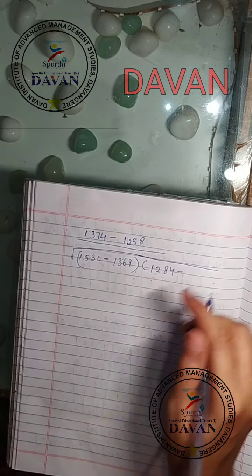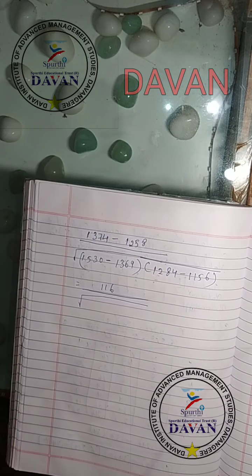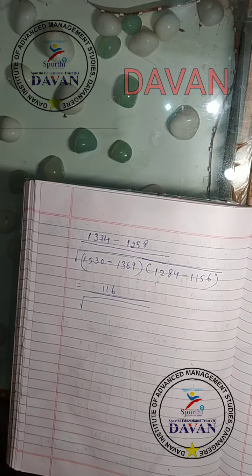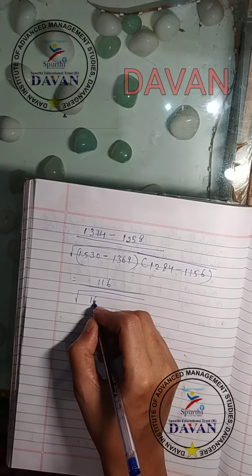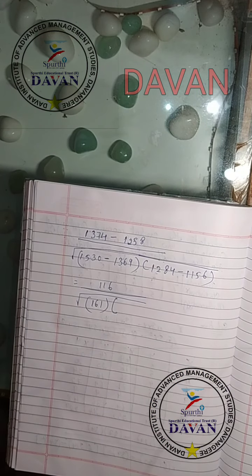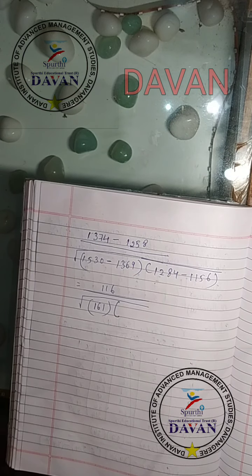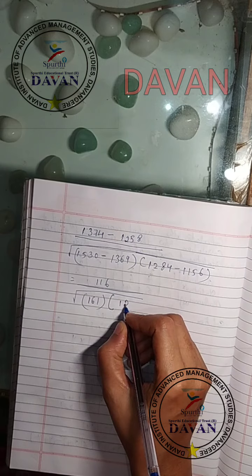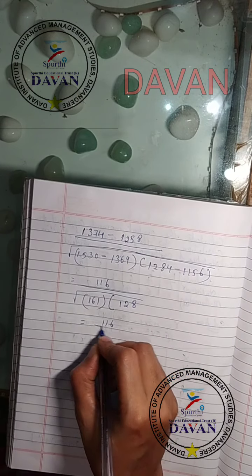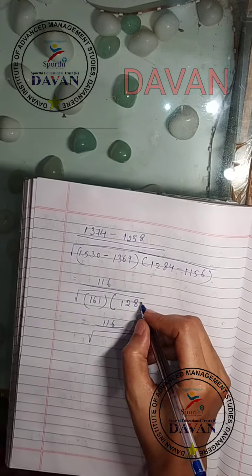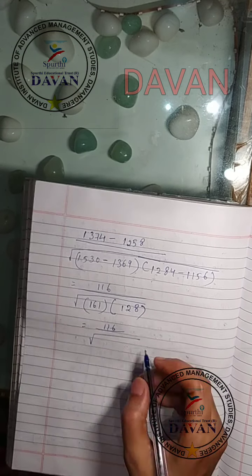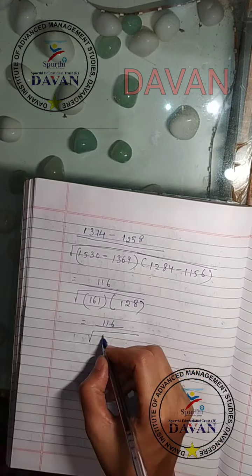So 1374 minus 1258, 116, whole divided by 1530 minus 1369, 161, into 1284 minus 1156, 128. 116 whole divided by square root of 20608. Simplify this.